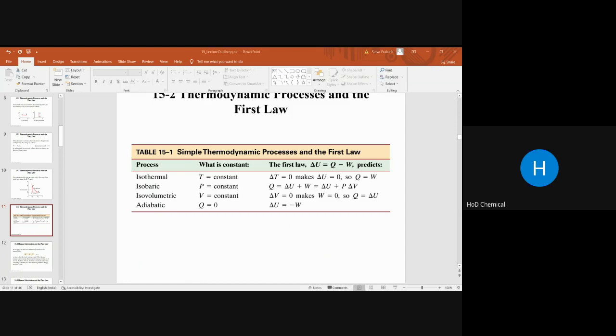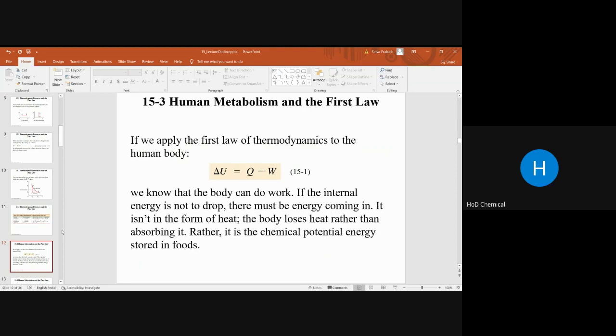Now the next one is how human metabolism and the first law are related. If we apply the first law of thermodynamics to a human body, we already know the first law equation delta U equals Q minus W. We know the body can do work. If the internal energy does not drop, there must be energy coming in.